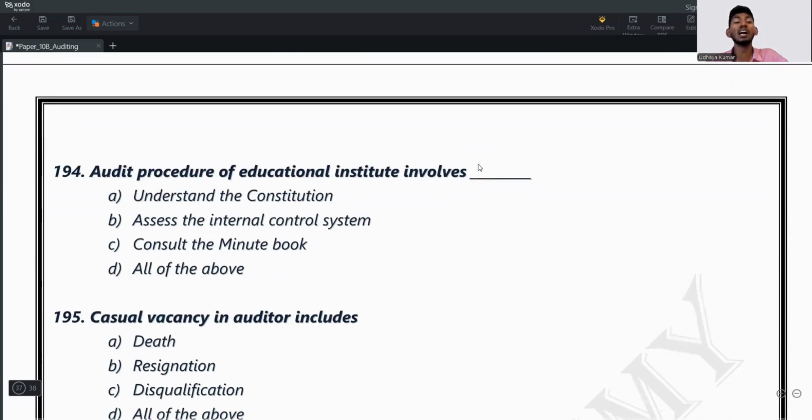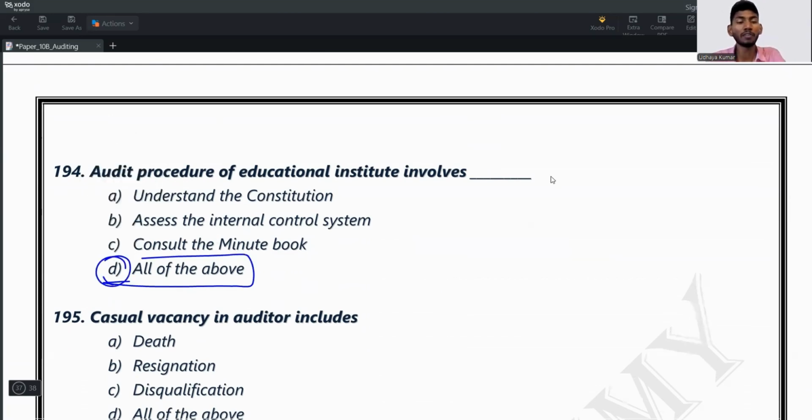Okay. Then audit procedure of educational institution involves what? Initial consideration we have discussed, right? I hope you remember all those things. Understand the constitution, assess the internal control system, consult the minute book. So option D, all of the above is the right answer. Clear?